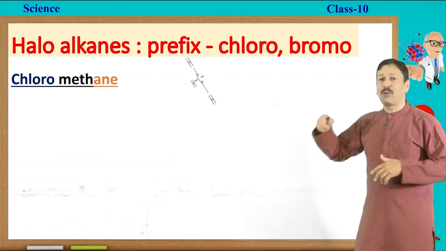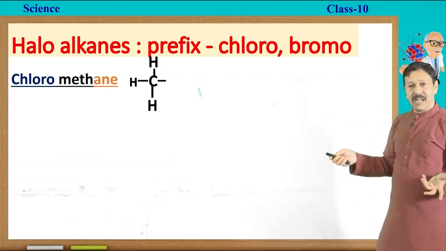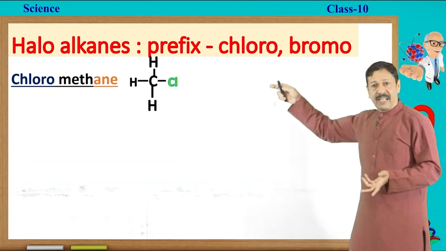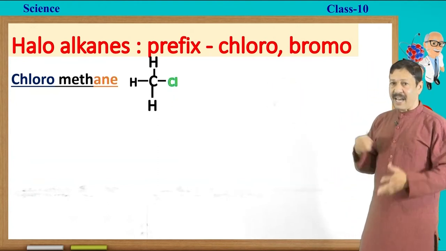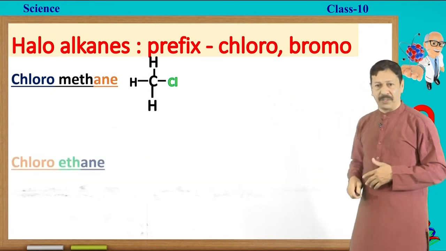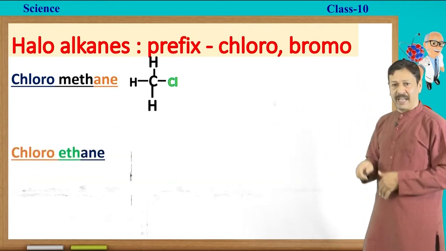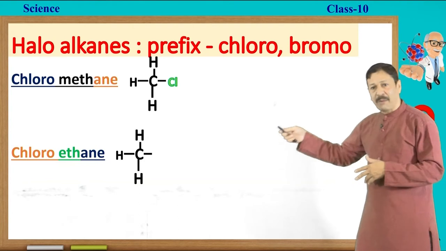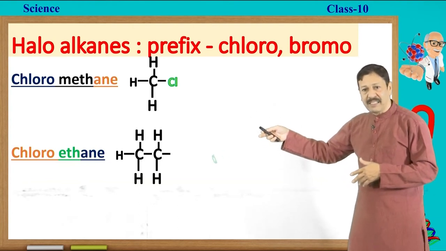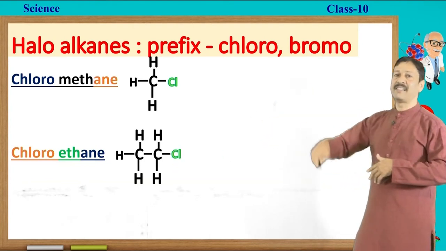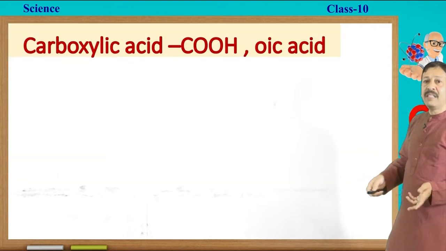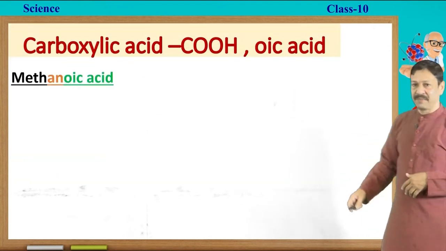Chloromethane, CH3Cl is attached, one hydrogen is removed. Then chloroethane. Eth means carbon 2. Yes, here Cl is attached. This is the chloroethane.